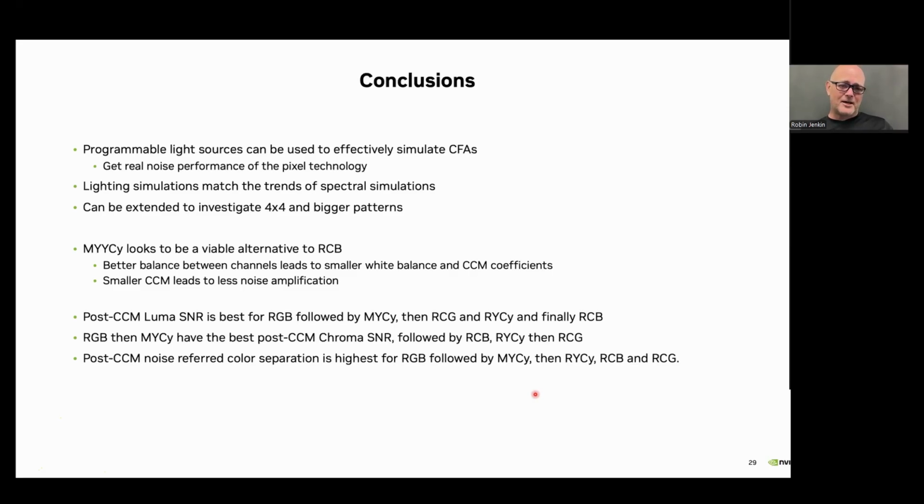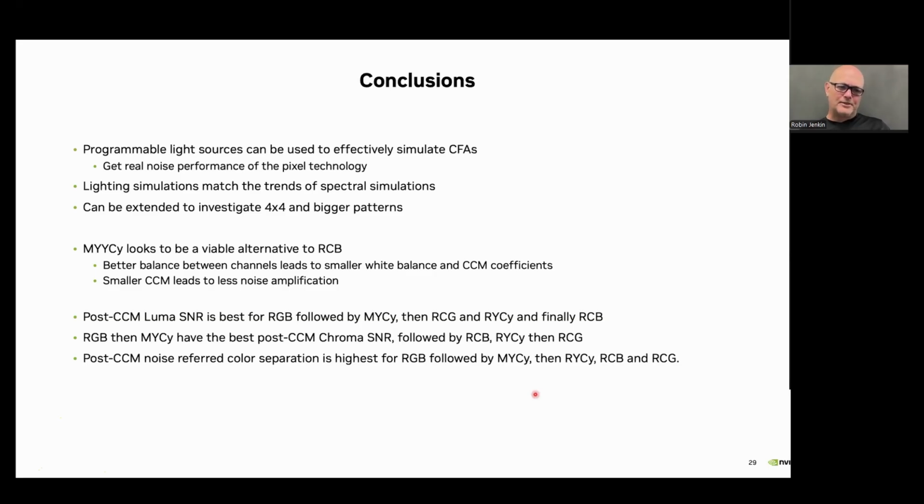When I started out working with digital imaging, 50 lux was considered low light, and now really it's not until you get below 5 and 10 lux that people are starting to think about it being really low light. The lighting simulations match the trends of the spectral simulations really well. So that was really interesting to see.